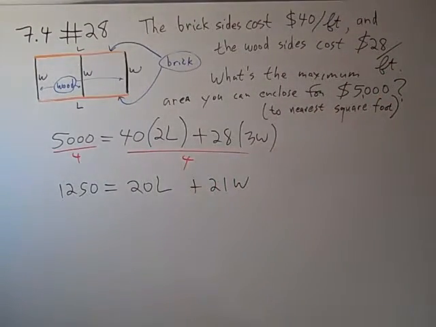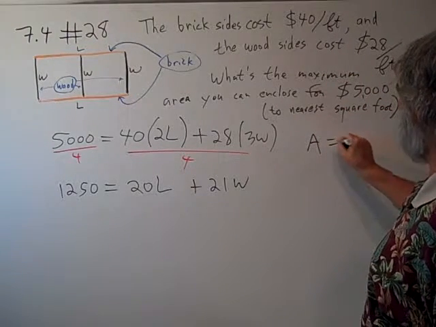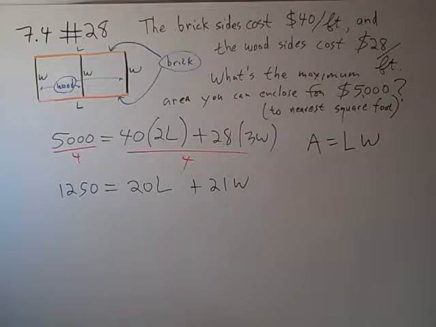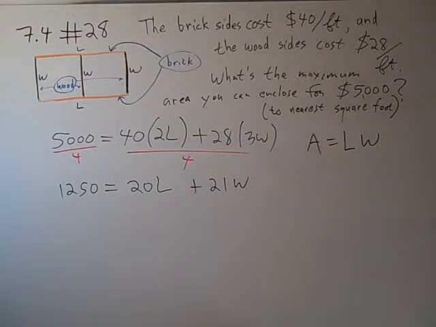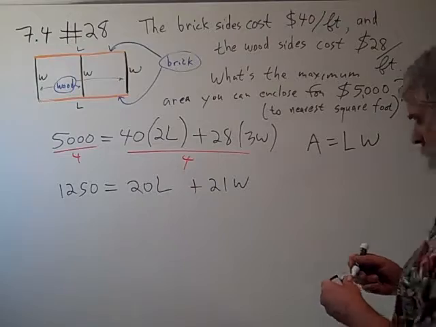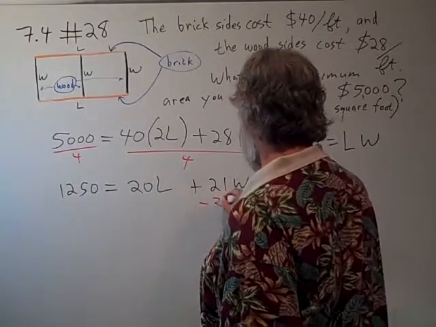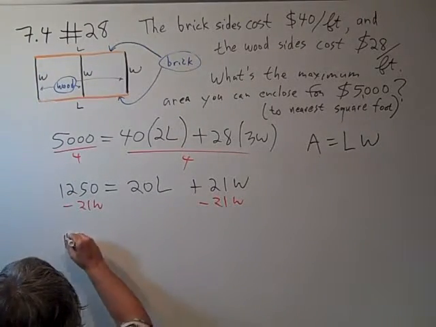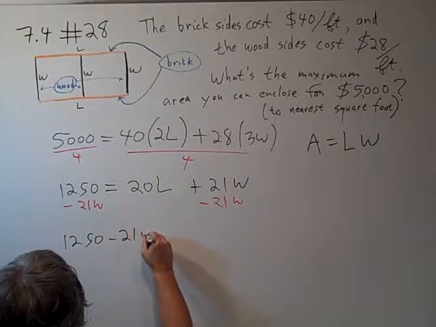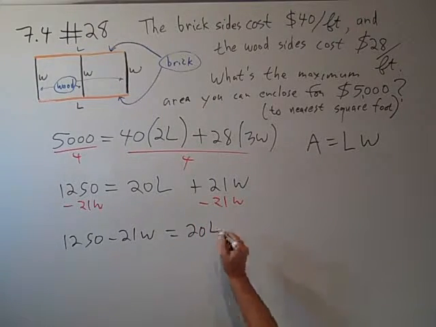Anyway, now what we need to do is to solve for one variable. We're trying to maximize the area. The area is simply equal to length times the width. So we need to use this equation to substitute one of these variables. And I think I'll substitute, let's solve for L in terms of W. So to solve for L in terms of W, we'll subtract 21W from both sides. And we end up with 1250 minus 21W is equal to 20L.